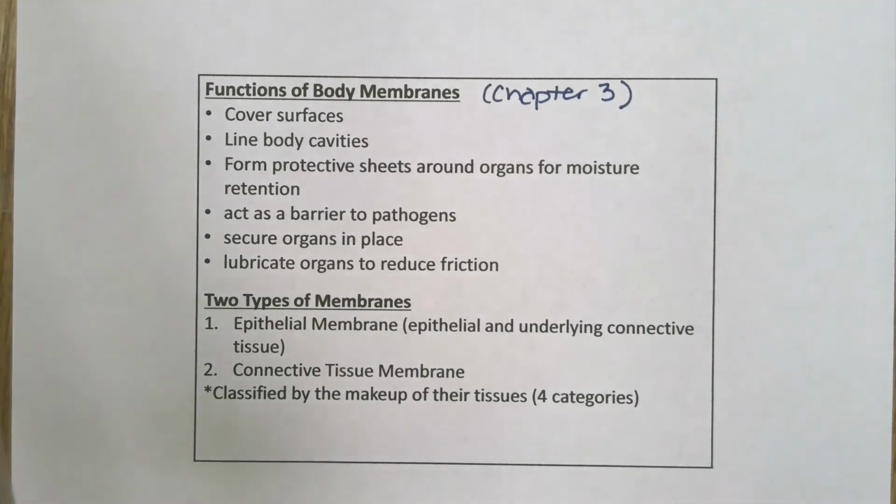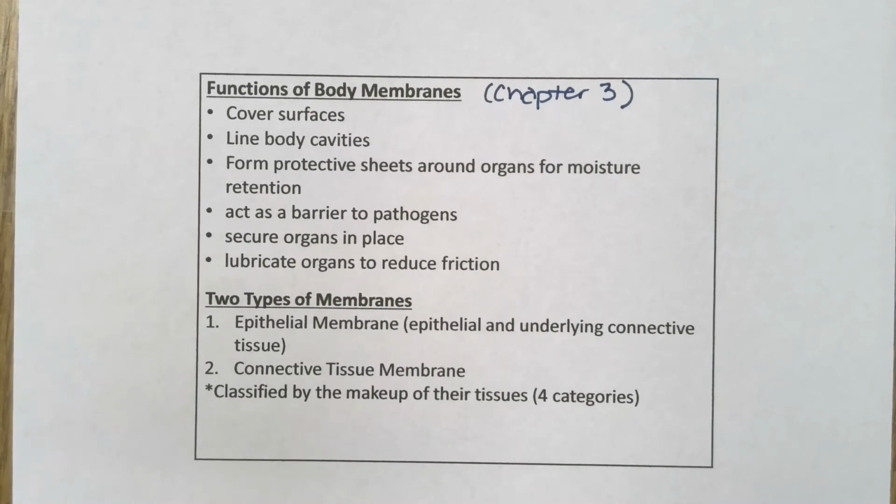There's two types of membranes. They are either epithelial membranes or connective tissue membranes. If it's a connective tissue membrane, then it's just that. It's only connective tissue. If it's an epithelial membrane, then it's going to be comprised of both epithelial tissue and underlying connective tissue. So there's 4 types.